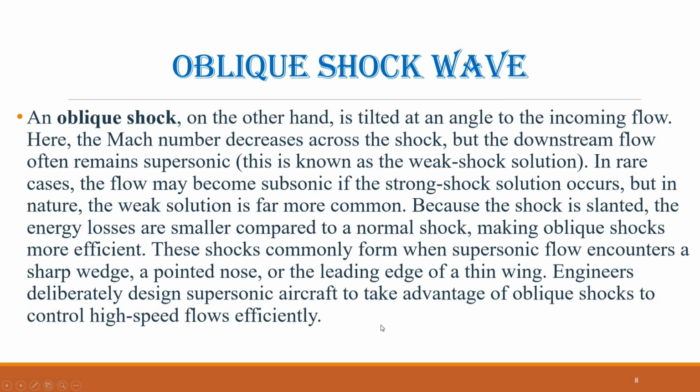Oblique shock wave. An oblique shock, on the other hand, is tilted at an angle to the incoming flow. Here, the Mach number decreases across the shock, but the downstream flow often remains supersonic. This is known as the weak shock solution. In rare cases, the flow may become subsonic if the strong shock solution occurs, but in nature, the weak solution is far more common. Because the shock is slanted, the energy losses are smaller compared to a normal shock, making oblique shocks more efficient.